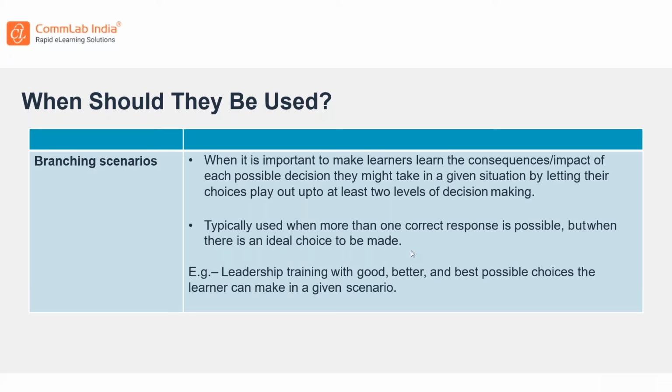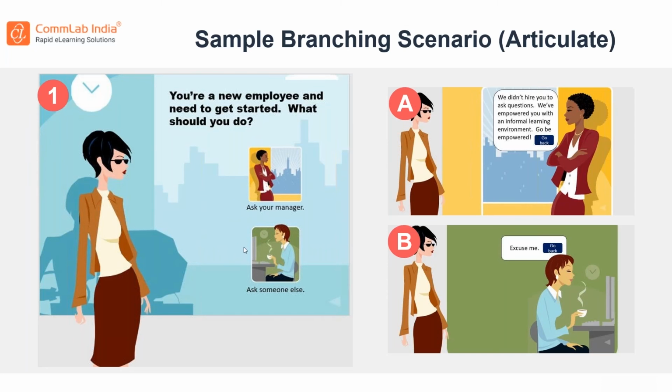So an example is that of leadership training with good, better, and the best possible choices that the learner can make in that given scenario. So here's a very simple example of a branching scenario, which I actually took from the Articulate blog, which is incidentally a very good resource for anybody wanting to explore anything to do with learning design, actually.